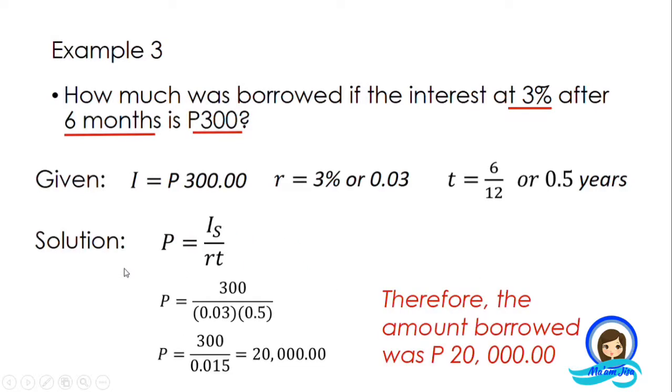Let us substitute it. So we have here I sub S is 300 over the rate, which is 0.03 times 0.5. So multiplying the denominator first, we have 0.03 times 0.5 is 0.015. And then divide 300 by 0.015, that is equivalent to 20,000. Therefore, the amount borrowed was 20,000 pesos, and this is our principal. That is how you solve for this particular problem. You can just explore the formula given to be able to find the unknown variable.